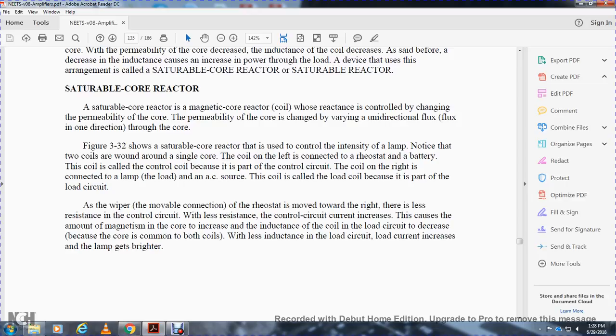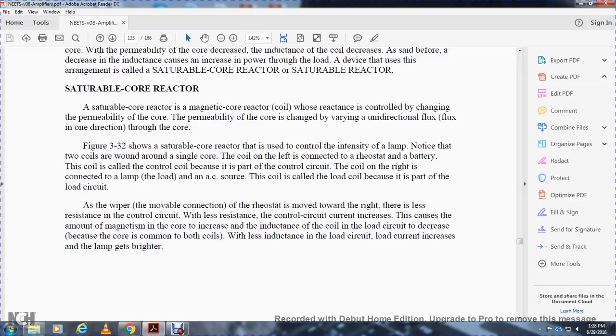Note that there are two coils wound around the single core. The coil on the left is controlled by the rheostat and the battery. The coil is called the control coil because it is part of the control circuit. The coil on the right is connected to the lamp load and the AC source. This coil is called the load coil because it is part of the load circuit.